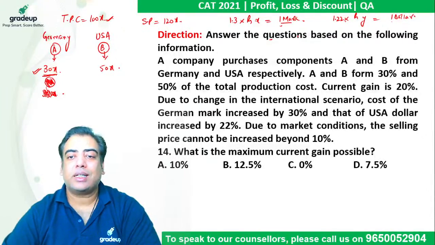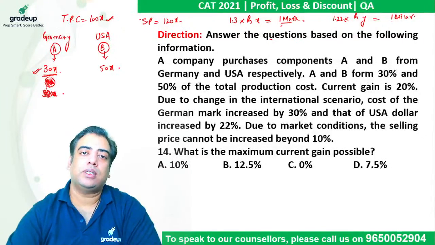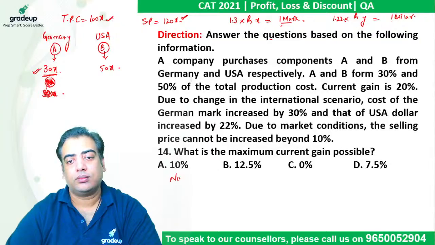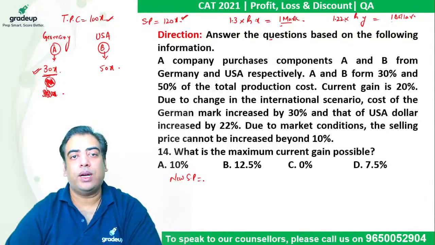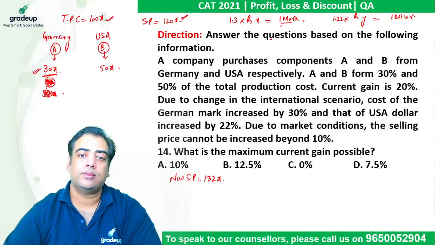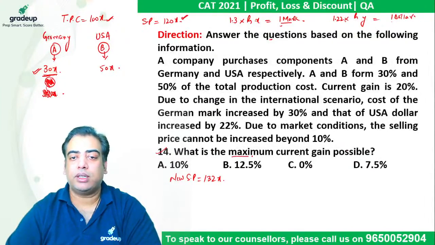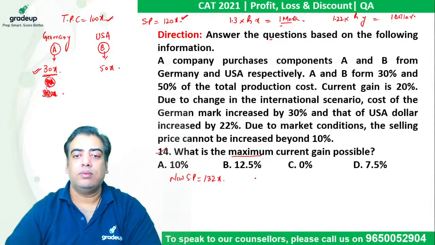The selling price cannot be increased beyond 10%. So you can increase this value by 10%. So the new selling price will be 1.1 into 120, which comes out to be 132x. So in 14th he says, what is the maximum current gain possible? So the maximum term is irrelevant here. We just need to calculate the cost here, right?